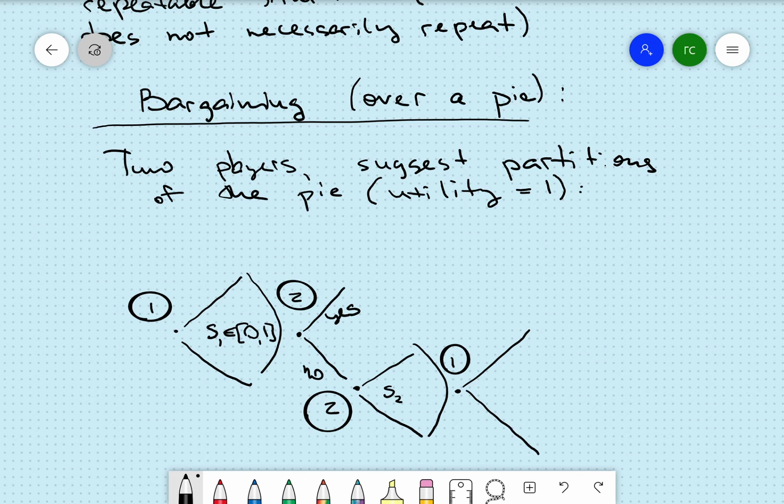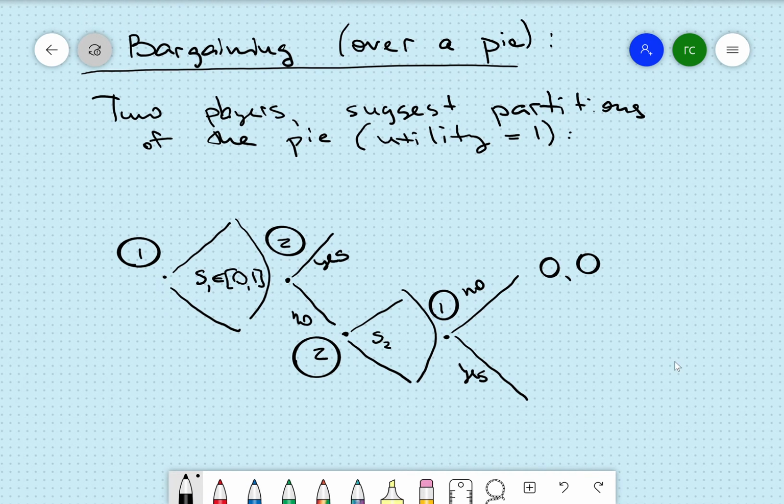If the first player says yes, then the game is over. If the first player says no, then the game is over. So let's say that if the first player says no in this situation, they both get nothing. All right, so their payoffs are 0 and 0.